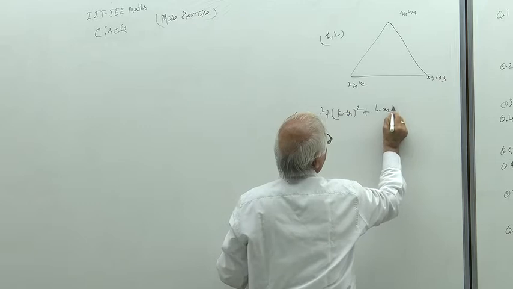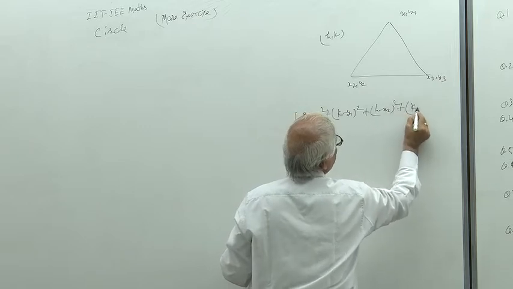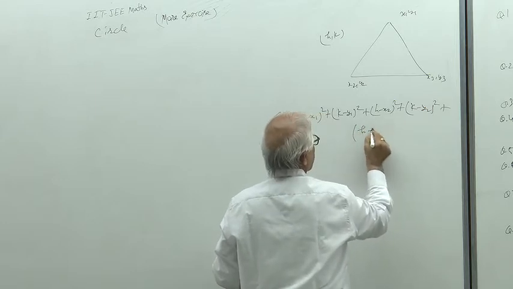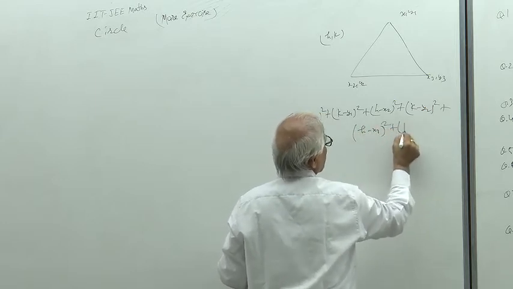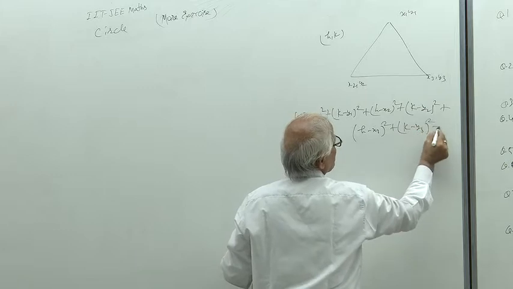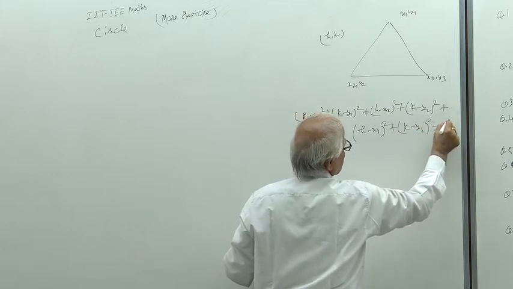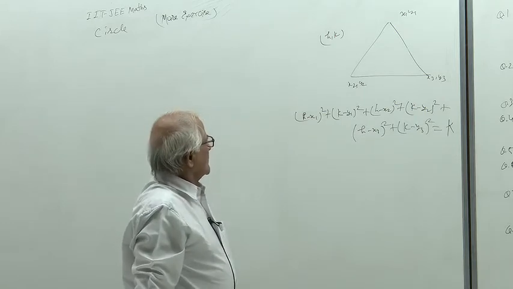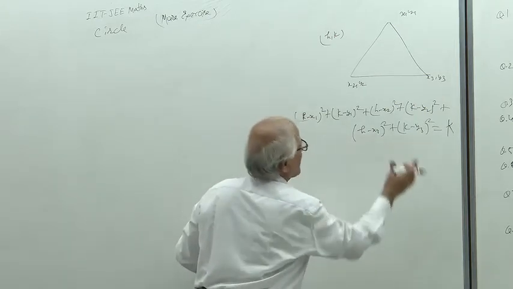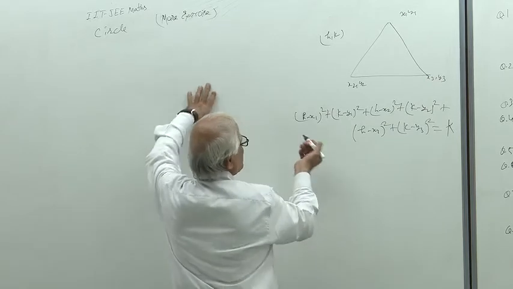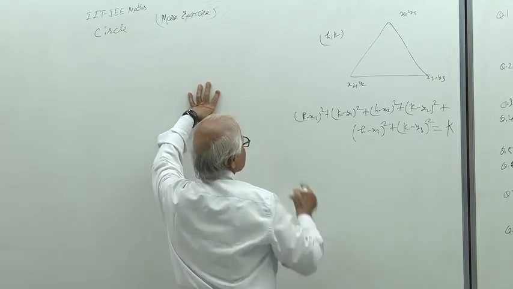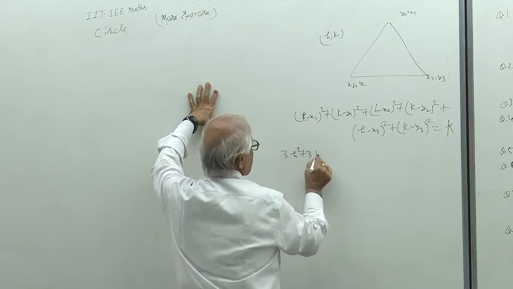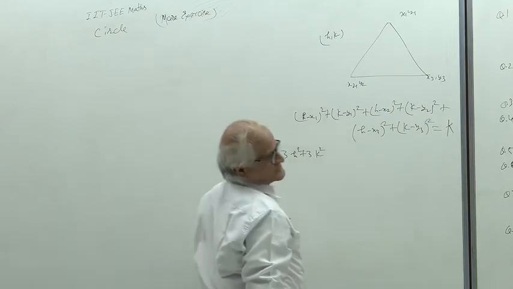(8 minus x2) whole square plus (k minus y2) whole square plus (8 minus x3) whole square plus (k minus y3) whole square. This is equal to constant k. Suppose this is equal to a constant. Now we arrange this. What we get? You see here, we will get h square, 3h square, 3k square first.